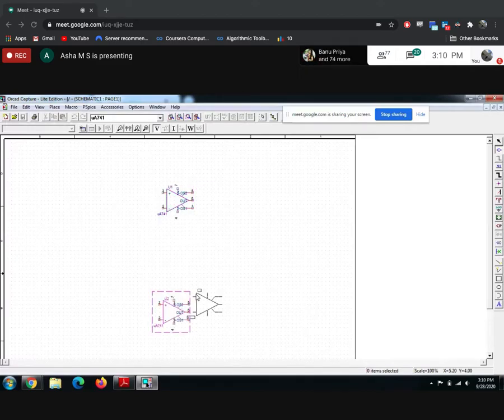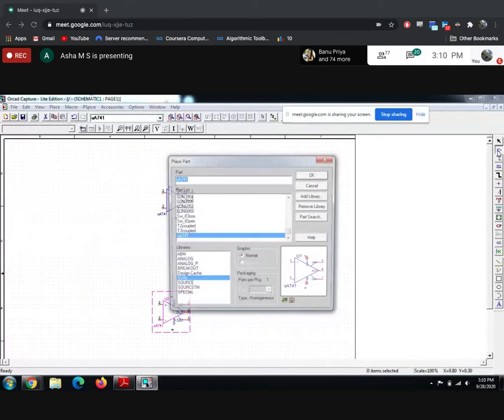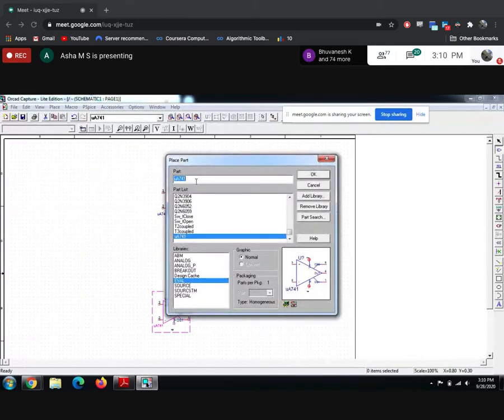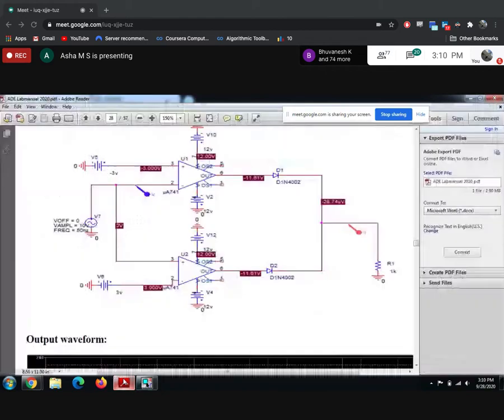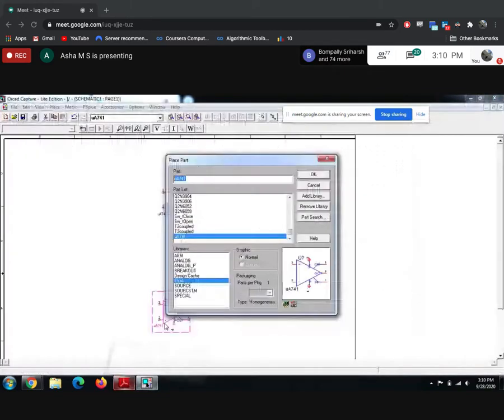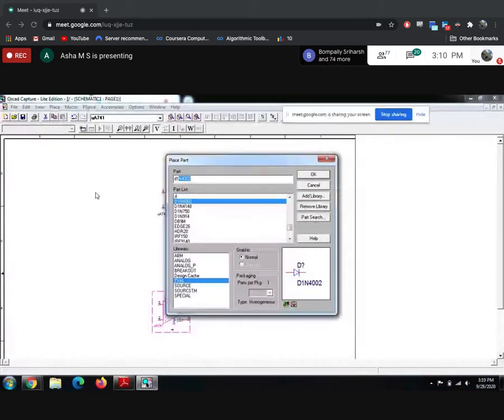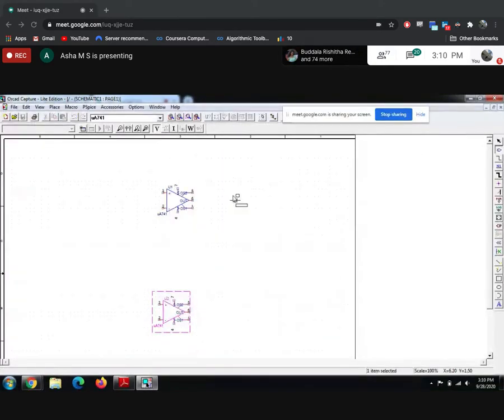Place it. Okay. Next, 2 diodes are required. So what is the diode name? D1N4002. That is also present in the eval library. 2 diodes are required. Take it and place it.